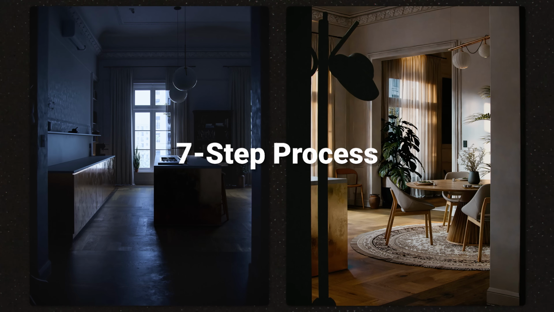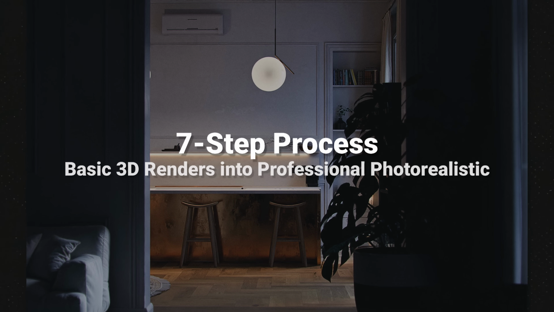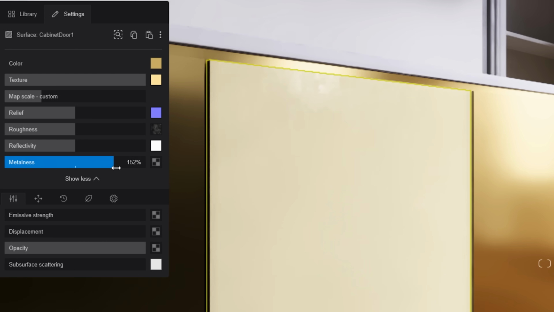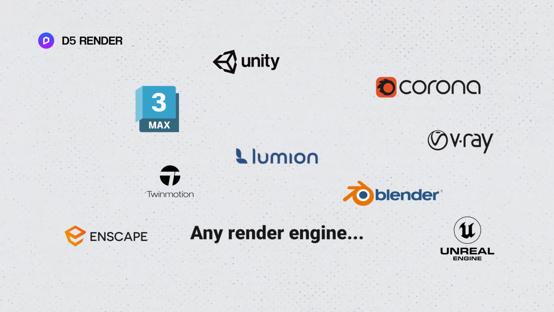Today, I'm breaking down my updated 7-step process that transforms basic 3D renders into professional photorealistic ones, from modeling and lighting to materials and imperfections. This is a process that can be applied to any render engine. I'm also partnering with Real World to show you their scan textures.